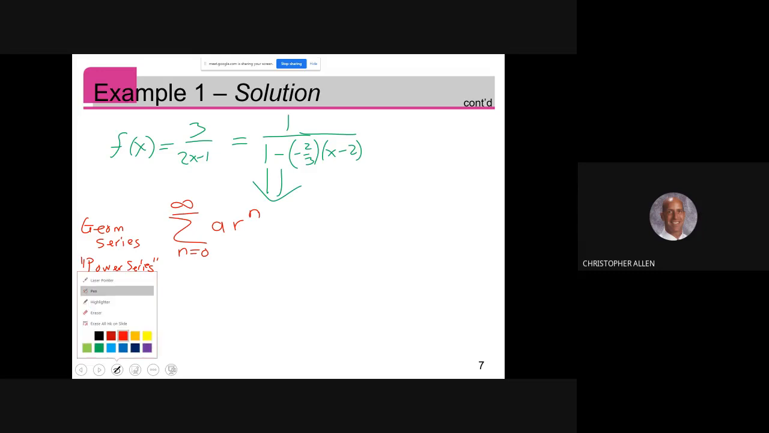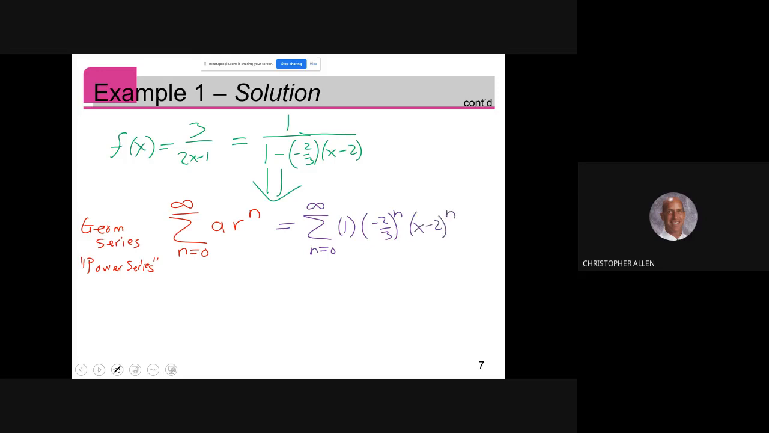So this is going to tell us we're going to sum from n equals 0 to infinity of, well, A here is 1, so that's not very interesting. And then R is going to be negative 2 over 3 times x minus 2, to the n. Now notice R is to the n. This whole thing is R. So I have to take that negative 2 over 3 to the n and the x minus 2 to the n.